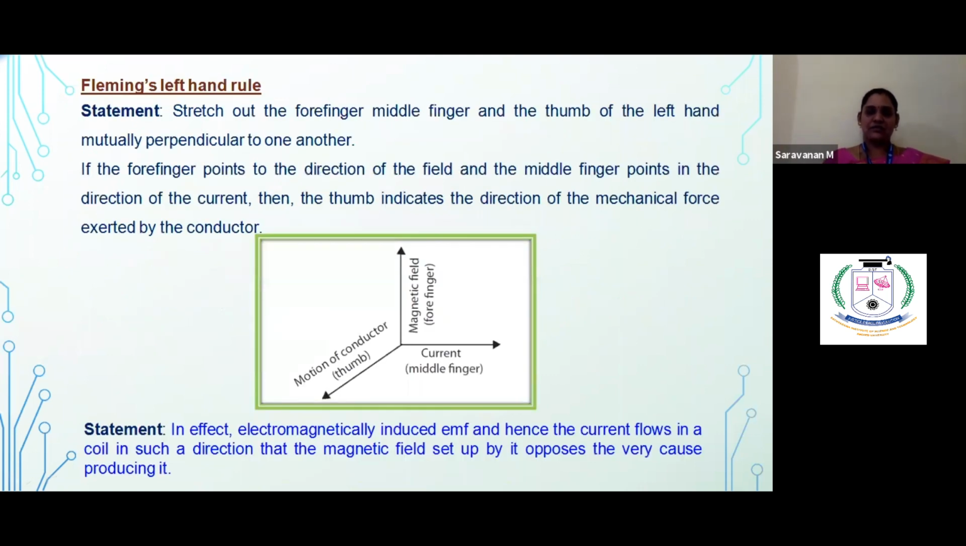Similarly, for Fleming's left hand rule, you have to take your left hand and stretch your forefinger, middle finger and thumb such that they are at right angles to each other. Here the forefinger denotes your magnetic field, the middle finger denotes the direction of current, and the thumb indicates the direction of the mechanical force that is going to be exerted onto your conductor.